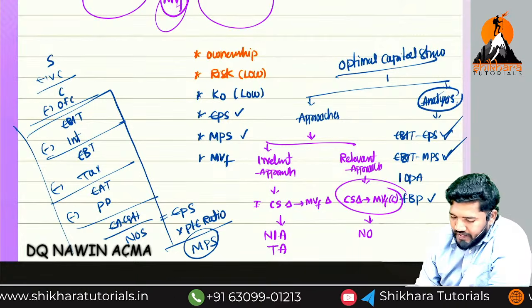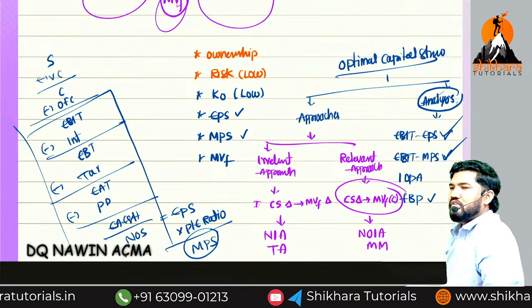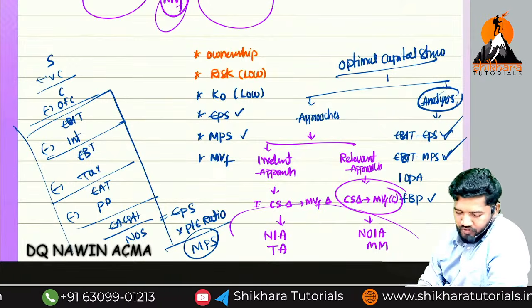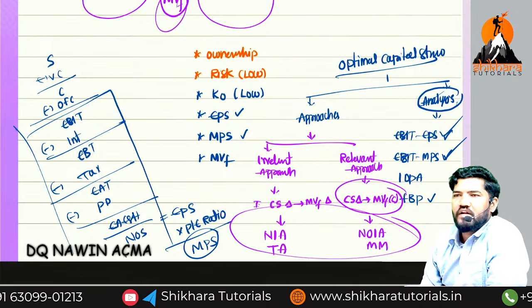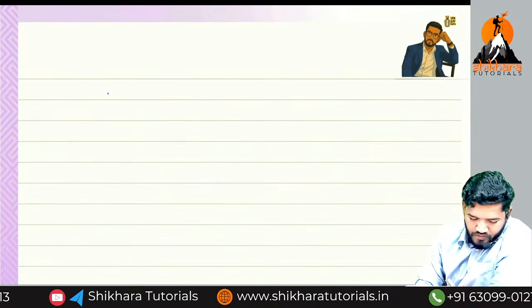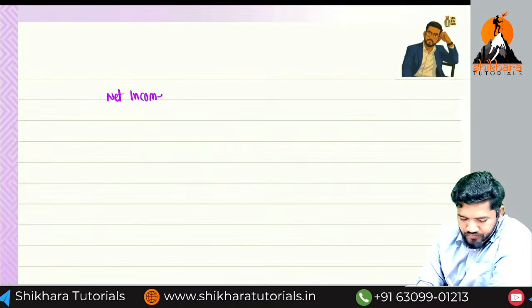Net operating income approach, MM approach. Net operating income approach and MM approach. I think these are the four concepts we learned in capital structure. Clear? Okay, then fine. The first one, net income approach.